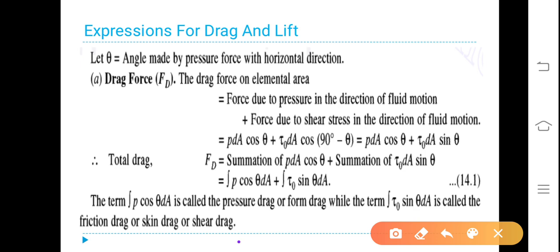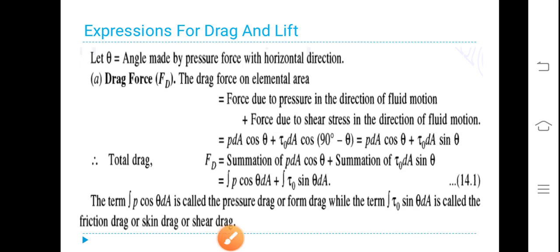The term integral P cos theta dA is called the pressure drag or form drag, while the term integral tau naught sin theta dA is called the friction drag or skin drag, also known as shear drag. We will stop here. We will continue in the next class.